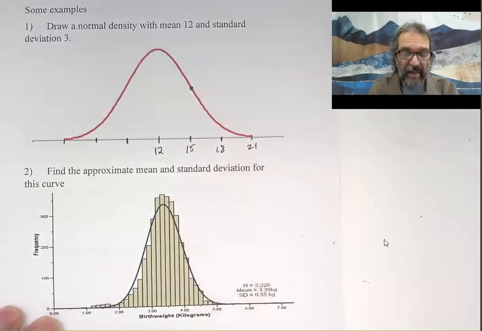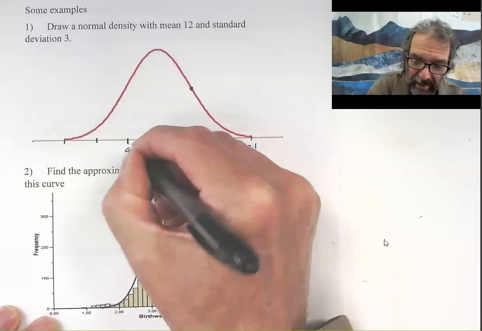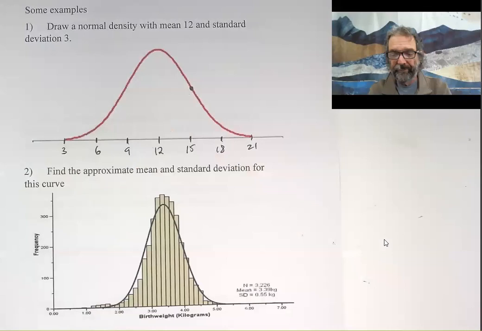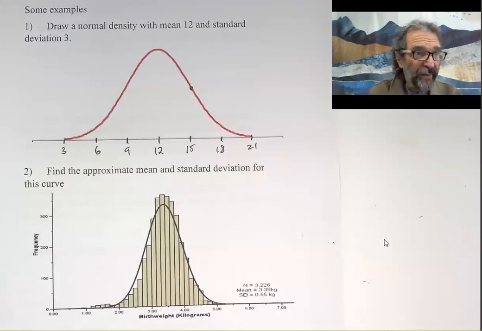And if you go back from 12, subtract 3, you get 9. Subtract off 3, you get 6. And 3 more, you get 3. So 3, 6, 9, 12, 15, 18, 21. Just keep adding 3 as you move to the right and subtracting 3 as you go left. And now we've drawn a normal density curve with mean 12 and standard deviation 3.